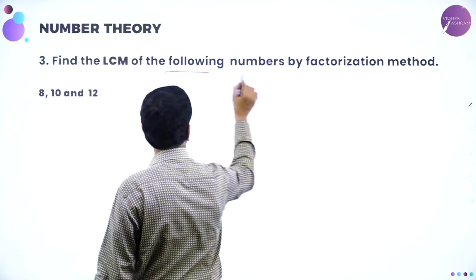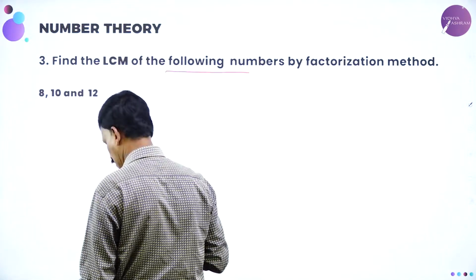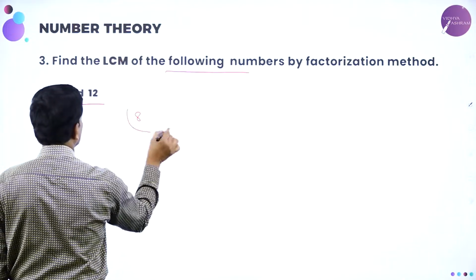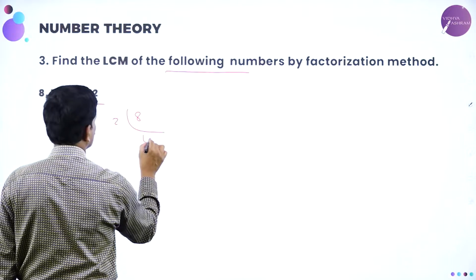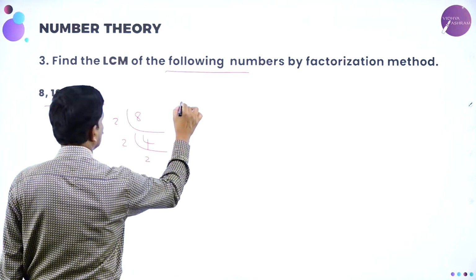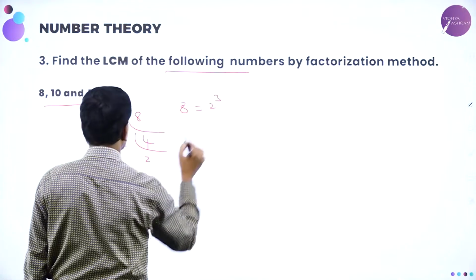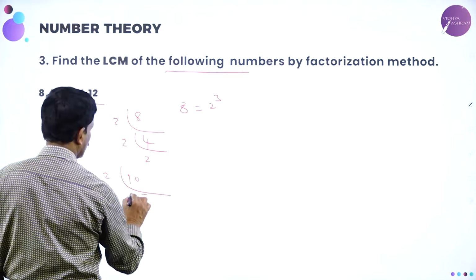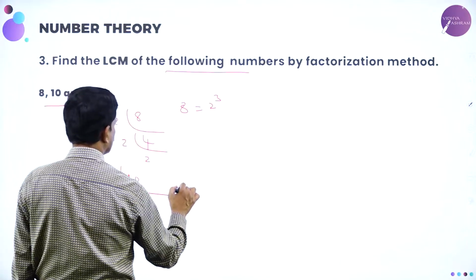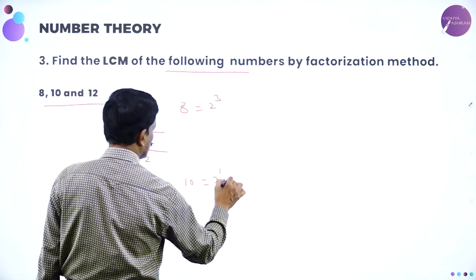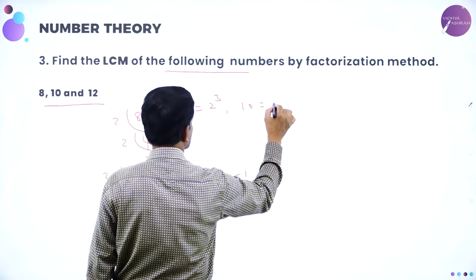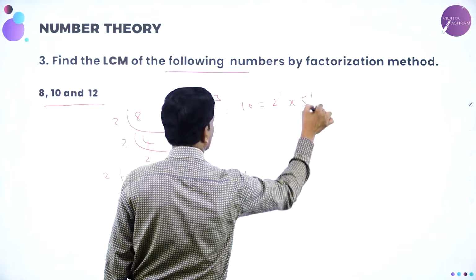Find the LCM of the following numbers by factorization method. So 8, 10 and 12. Write down the factors: 8 can be written as 2 4s are, 2 2s are. So 8 is equal to 2 cube. Similarly 10 can be written as, again 2 5s are, 5 ones are. So 10 is equal to 2 to the power of 1 into 5 to the power of 1.